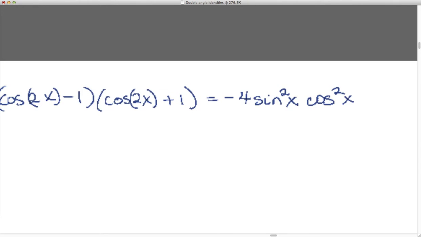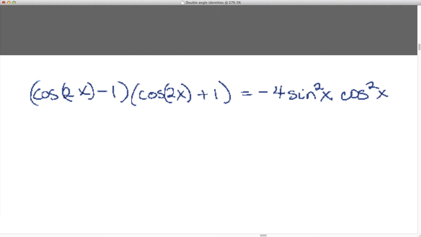Let's look at this one here. This one looks a little bit more complex. I do see cosine 2x on the right, and I see x's on the left, so I'm probably going to have to use double angle here. Now what I want to do is first FOIL this out, and I notice it's a difference of two squares, so I can square the first one minus the square of the second one, and 1 squared is just itself.